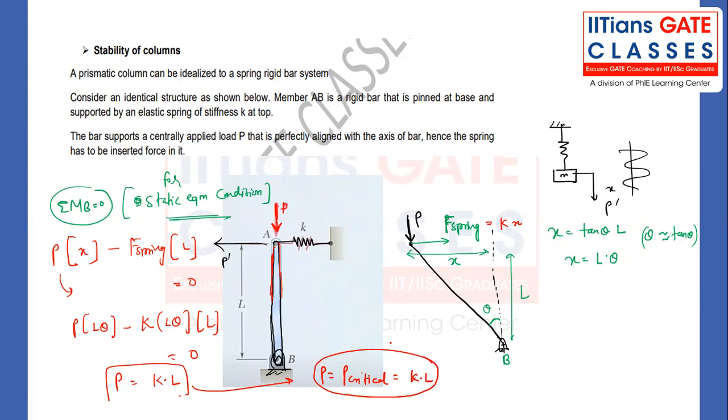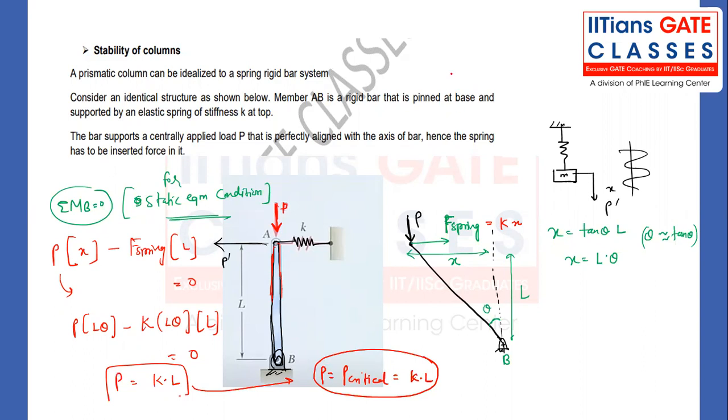So if somebody asks you, what is the proper definition of the critical load? What will you say? The maximum axial load that a column can support when it is on the verge of buckling is called the critical load.